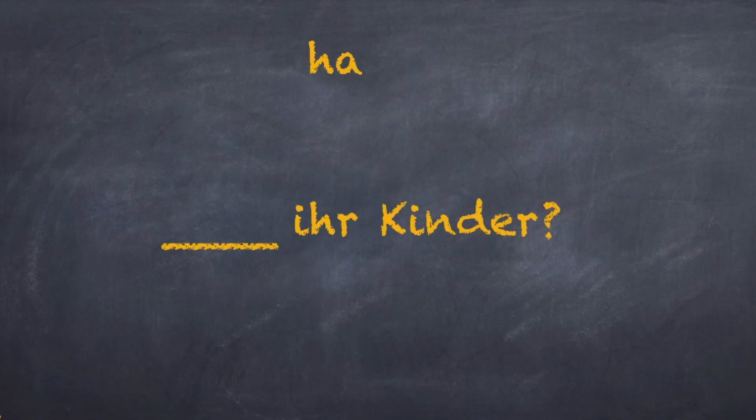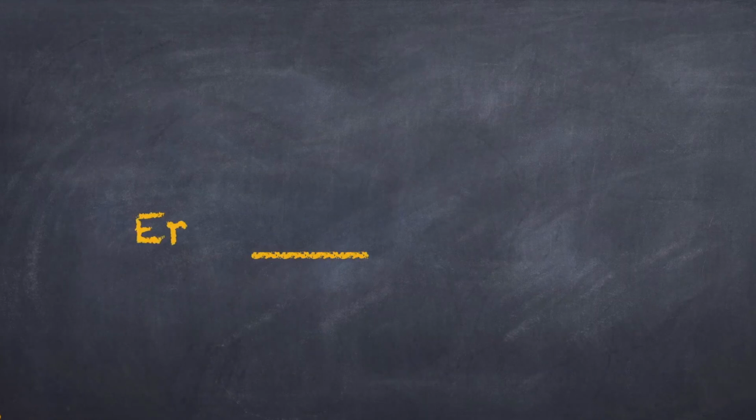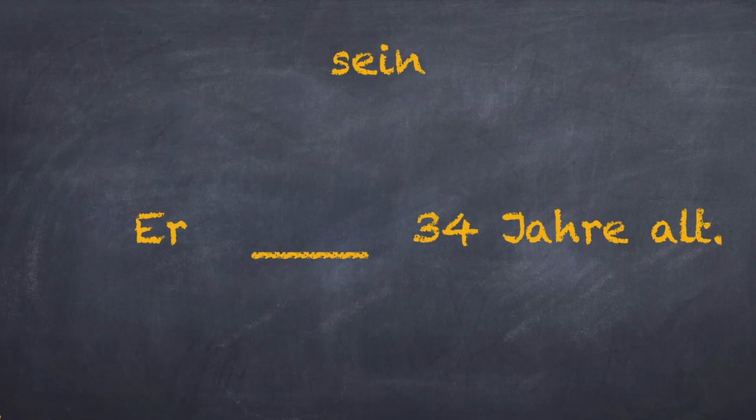Let's look at the second one. Here the verb is haben and the subject is ihr. Hence your answer should be Habt ihr Kinder? Let's move on to the third one. The verb is sein and the subject is er. So your answer should be Er ist 34 Jahre alt.